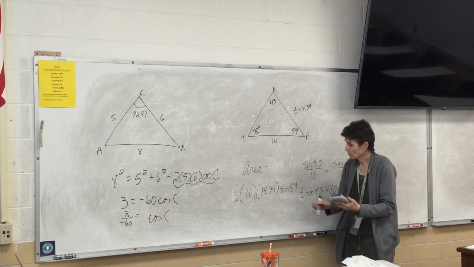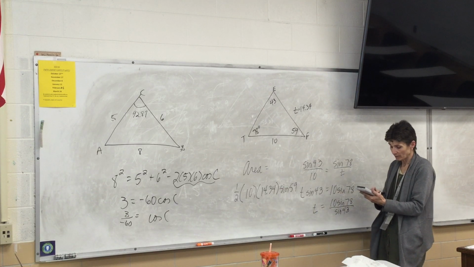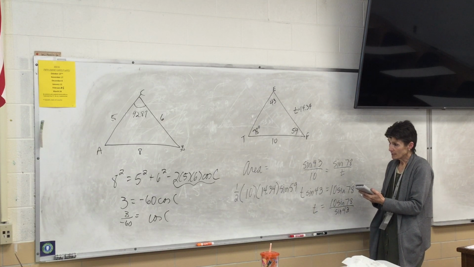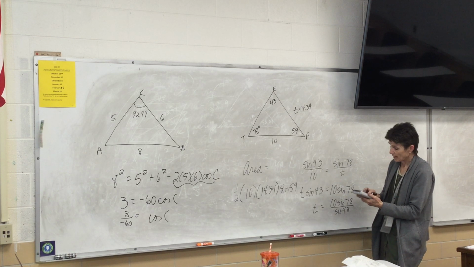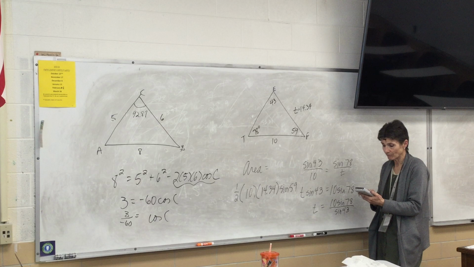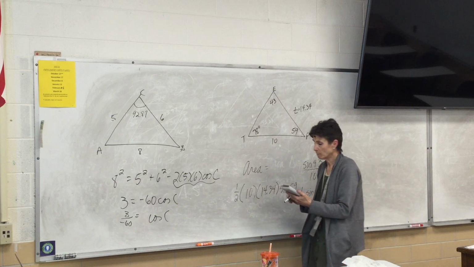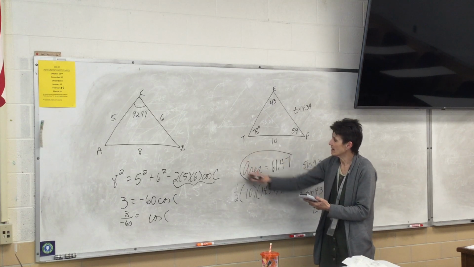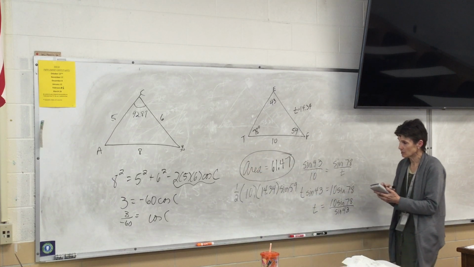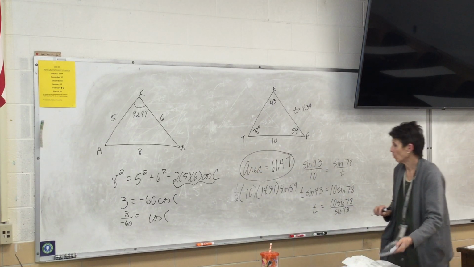So I don't have to round that off and retype it in. It's on my calculator. So 0.5 times 10 times second answer times sine 59. No round off error. 61.47. So the area of the triangle is 61.47.